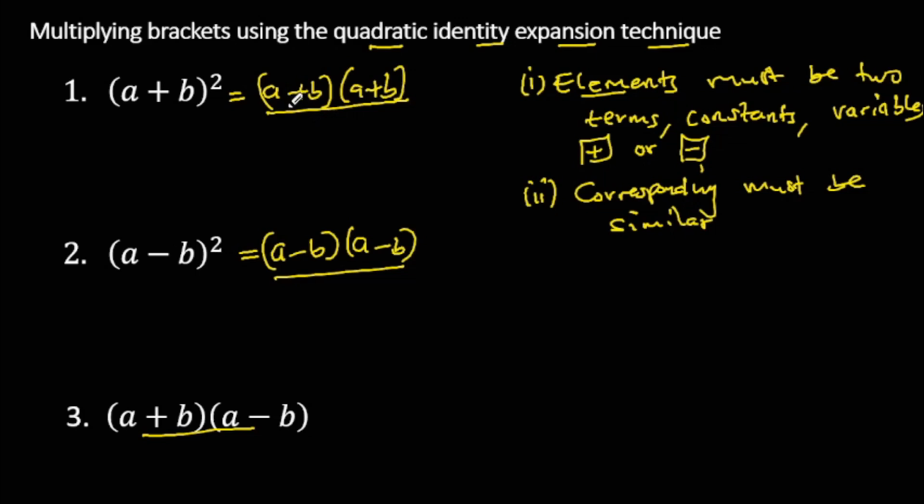The only difference is the signs separating elements in each bracket. For the first case, both the signs are positive. In the second case, both the signs are negative. But in the third case, we have a positive and a negative. The last rule is that we only apply this technique when we are multiplying or expanding two brackets. So we cannot apply it when you have more than two brackets.